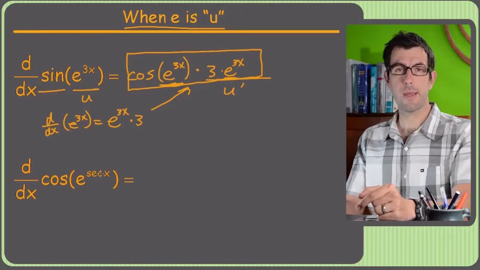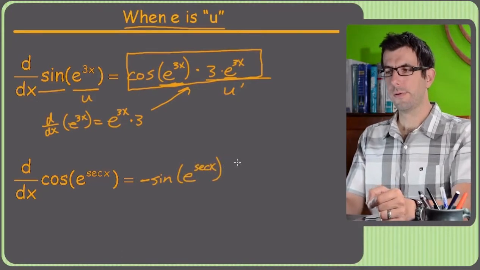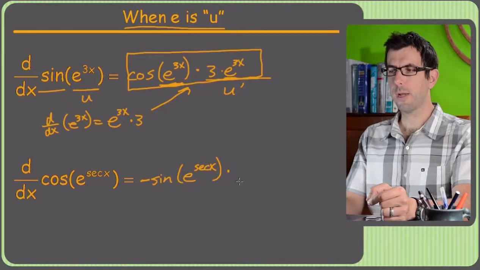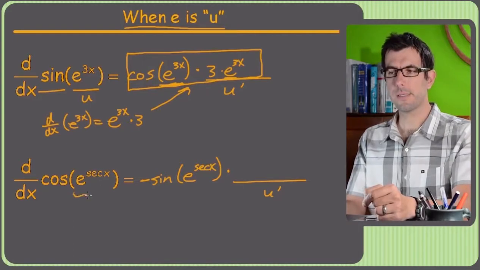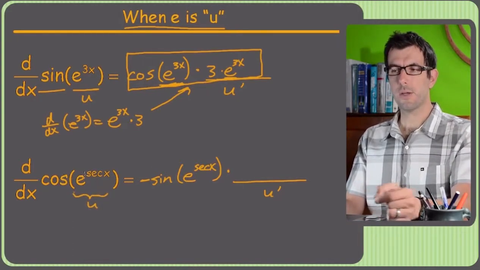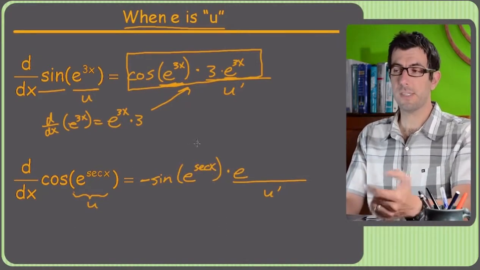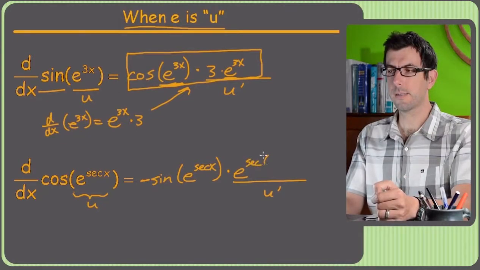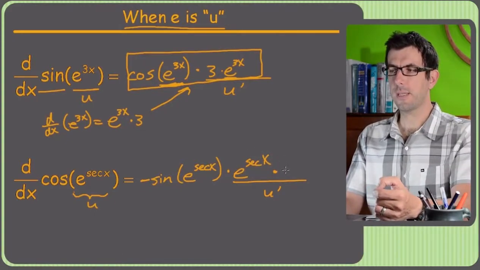The derivative of cosine of anything is negative sine of that same thing. So negative sine of e to the secant x, times u prime. This was our u, right? Because it was cosine of this, so that makes this our u. But if that's our u, the derivative of that is going to be, it's an exponential, so the derivative is the same exponential, e to the secant x. Then we've got to multiply by the derivative of the exponent of the exponential, which is, the derivative of secant is secant x tan x.